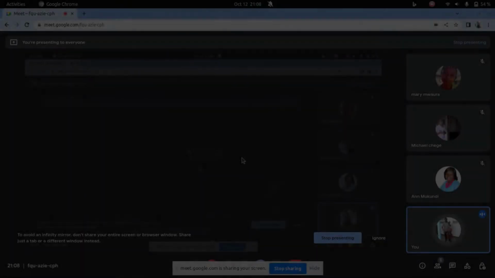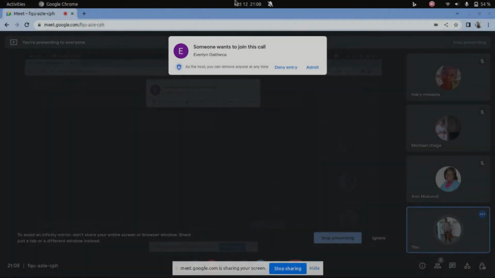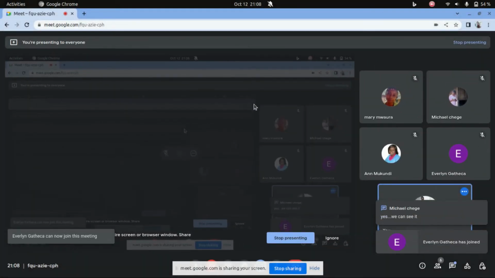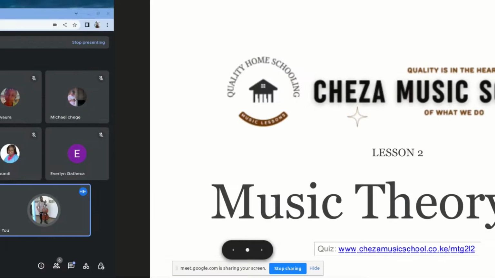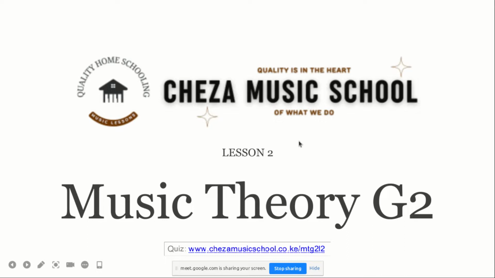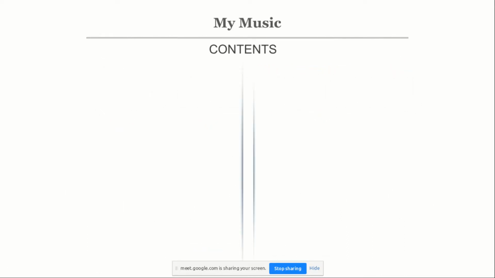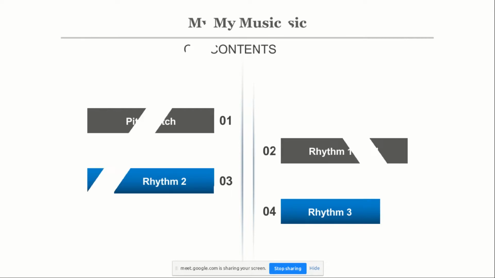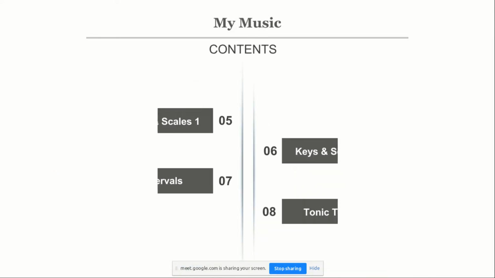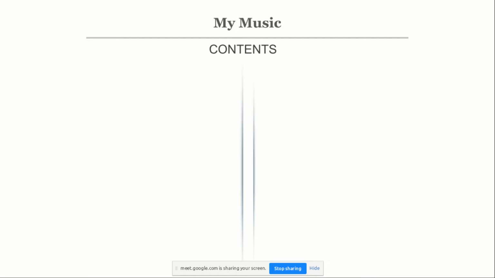So today we are going to the second topic of grade 2, the second lesson of grade 2. I think we will only have 4 lessons in grade 2. The first lesson we did pitch, ledger lines, then we did rhythm, basic rhythm. So today is the second lesson, and we're going to do rhythm part 2 and rhythm part 3. So we'll only be remaining with 2 more lessons after that.